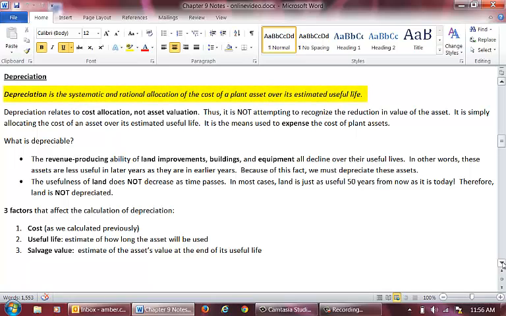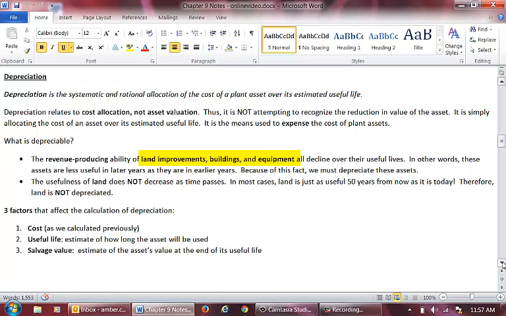Depreciation is the systematic and rational allocation of the cost of a plant asset over its estimated useful life. Depreciation relates to allocating the cost of an asset over its useful life. It does not relate to reporting the decline in an asset's value. It is the means used to expense the cost of certain plant assets. Of the 4 plant assets discussed previously, land improvements, buildings, and equipment are depreciable.